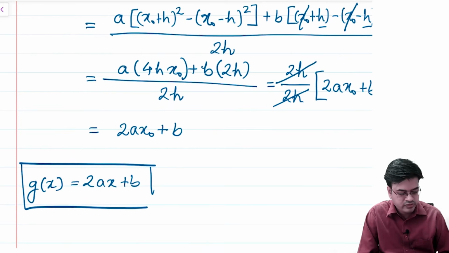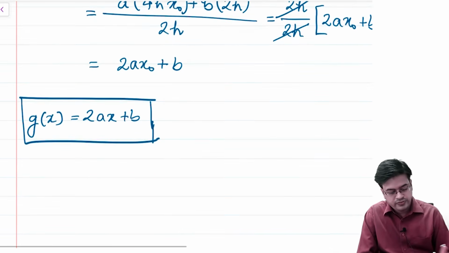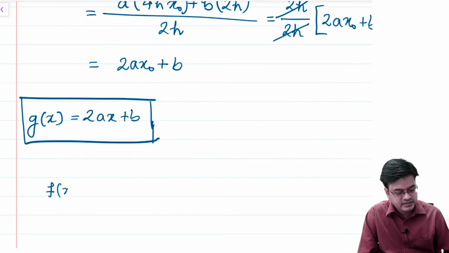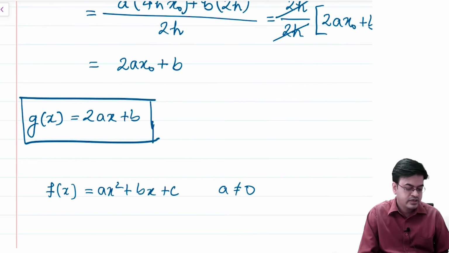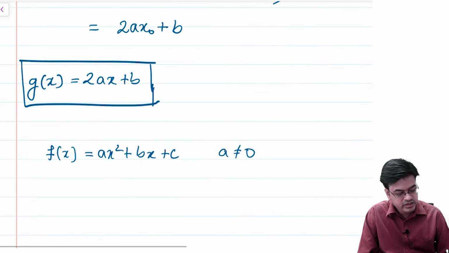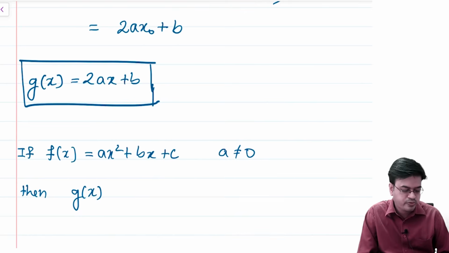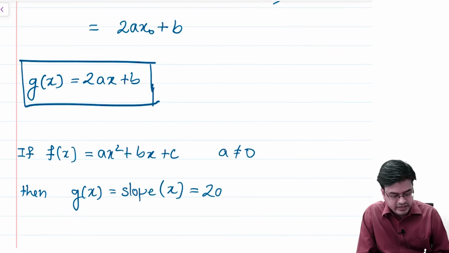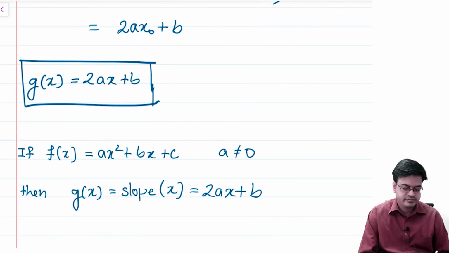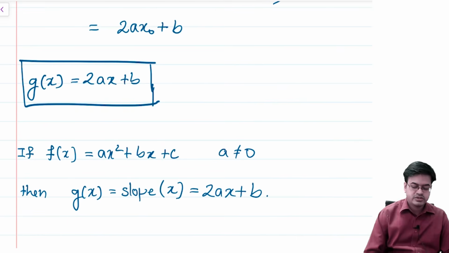So we have figured out one formulation, which is: if f(x) is equal to ax square plus bx plus c, that is a quadratic equation where a is not equal to 0, then g(x), which is nothing but the slope at x, you can write this as the slope at a point x, is 2ax plus b. So this is the characterization of the slope.